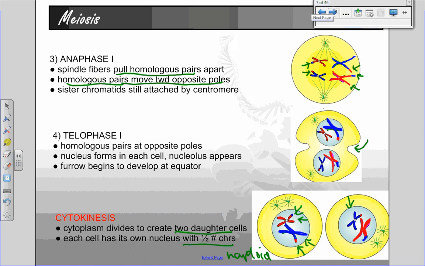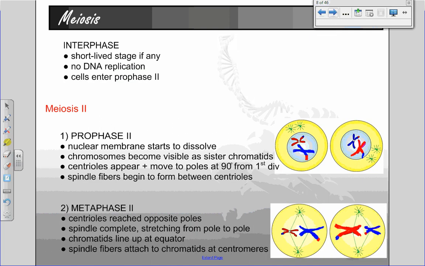So there may or may not be a short interphase between the two meiotic divisions, but whether or not there is, there is no further DNA replication. There was only one time that DNA was replicated, and that was before the whole process began, during the S phase of interphase.